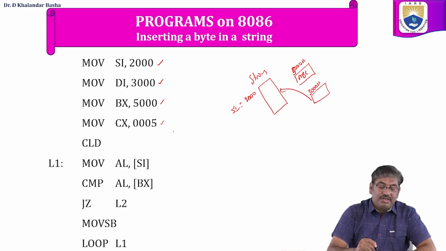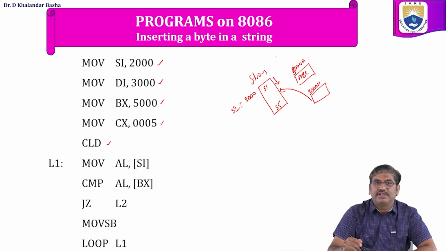Here the length of the string, we are writing as 5 elements. We are assuming the string consists of only 5 elements. And here we want to process the string from the 2000 location to the higher order locations. So we have to clear the direction flag. For clearing the direction flag, we use the CLD instruction. If you want to process from S5 to S1, then we have to load the address of S5 into SI, and then we have to set the direction flag. But as of now, in this problem, we are going to start the string at the 2000H location.